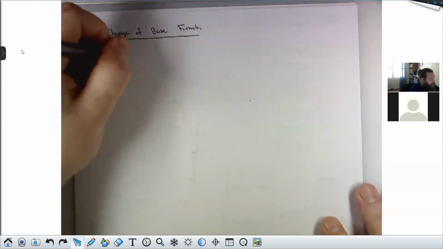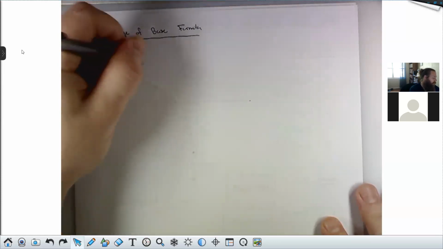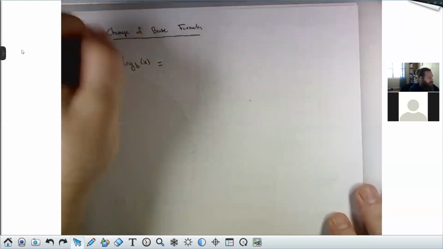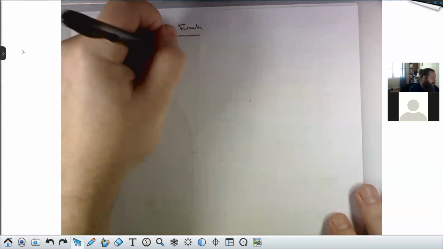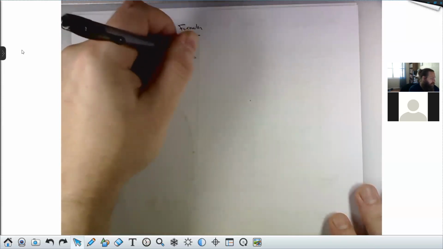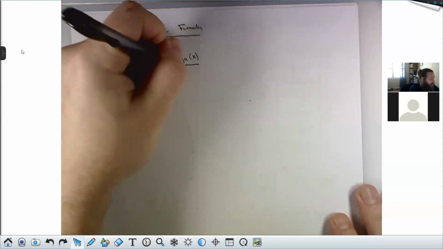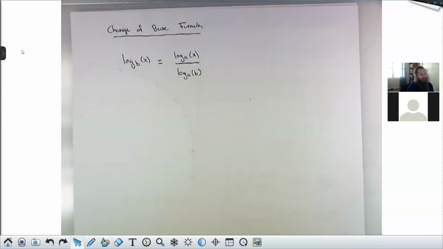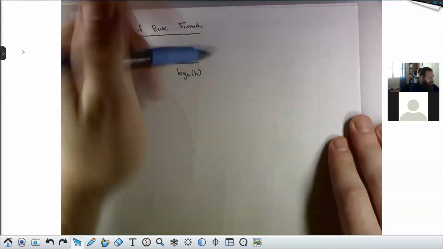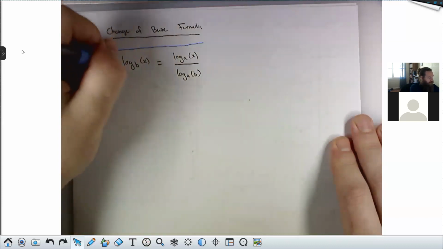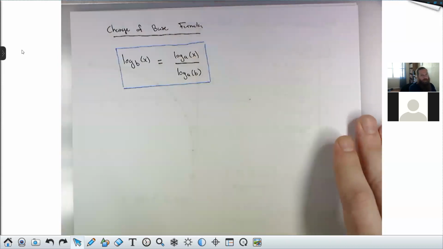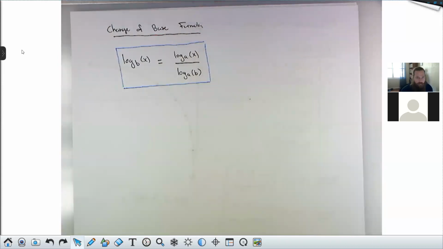Suppose somebody gives you the base b log of x but you really want a base A logarithm. Maybe you don't have a base b log button on your calculator. You can rewrite this as the base A log of x divided by the base A log of b. So if somebody gives you a log in a base that you don't like, you can change the base like this.